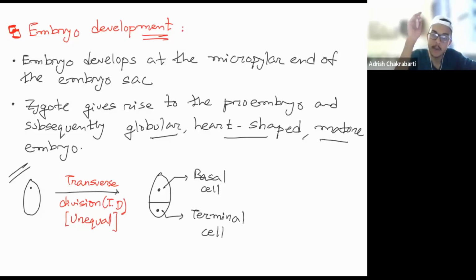Okay. So you have the zygote. It undergoes unequal transverse division, leading to the formation of basal cell and terminal cell. Then we have, now you guys will yourselves be able to tell what exactly is happening.